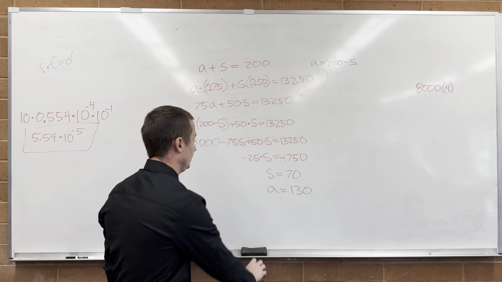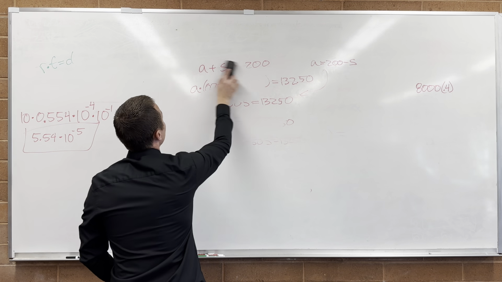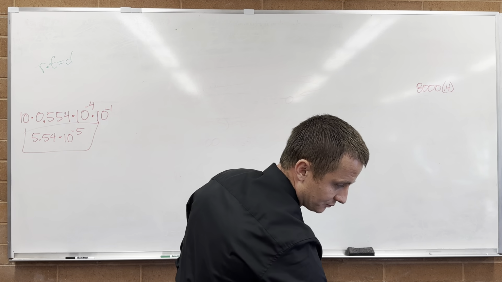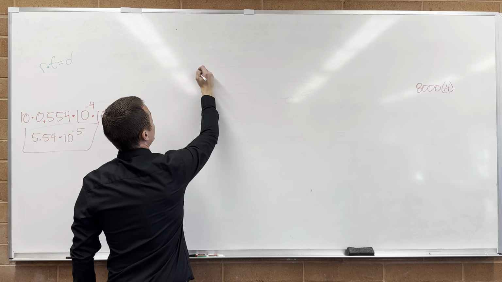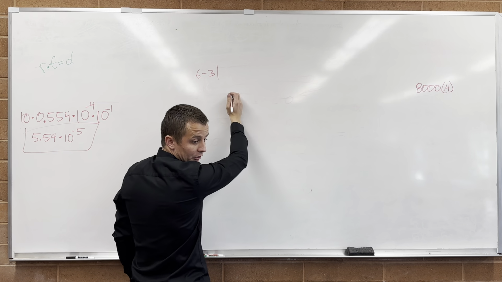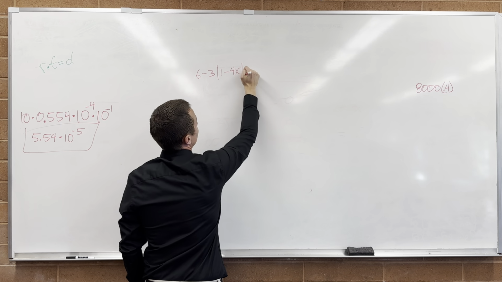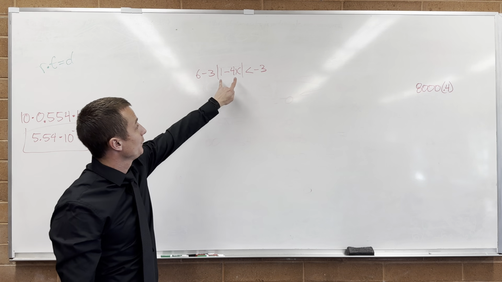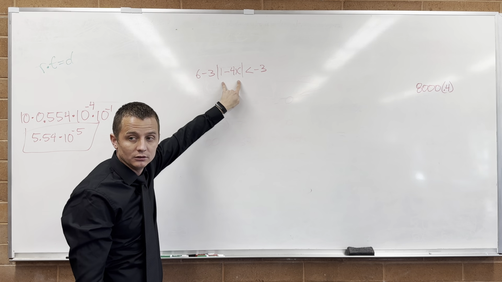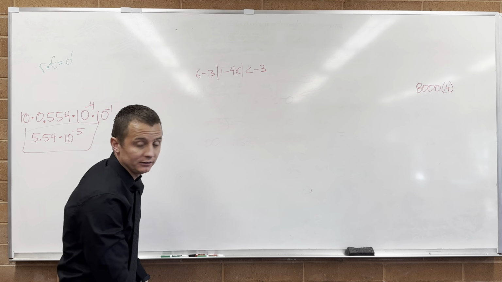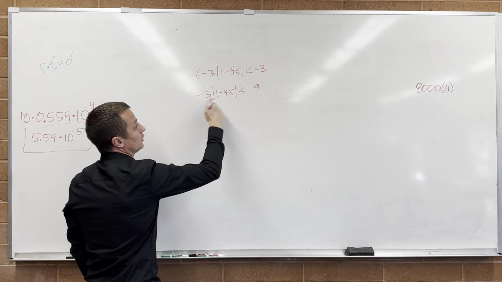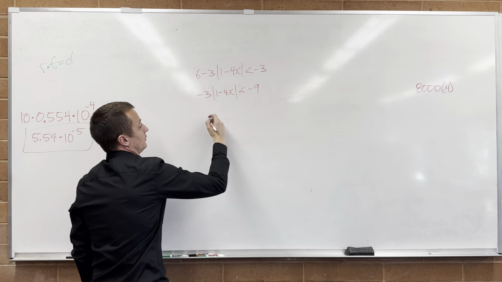Okay, problem 39. We have 6 minus 3 times the absolute value of 1 minus 4x, and that is less than negative 3. Okay, get the absolute value by itself is step 1. So first, subtract 6 from both sides. So we get negative 3 times the absolute value of 1 minus 4x is less than negative 9. Now divide both sides by negative 3. We get the absolute value of 1 minus 4x is less than 3.